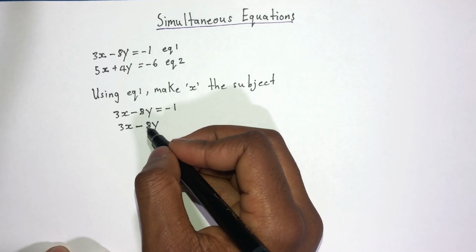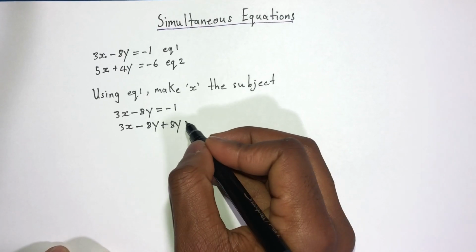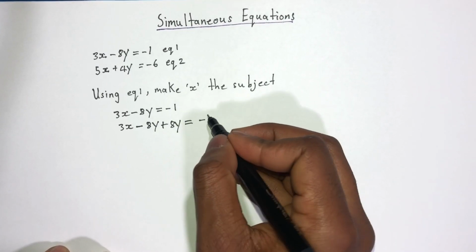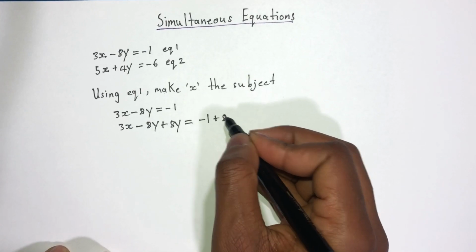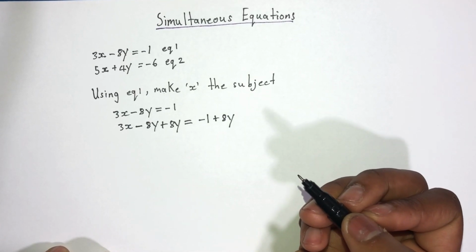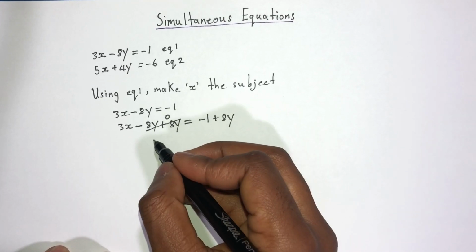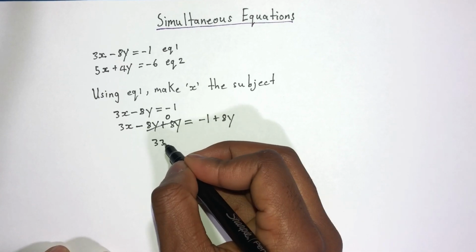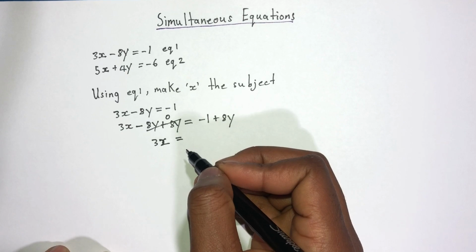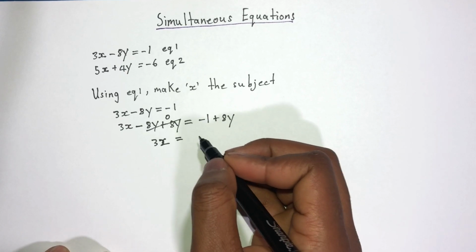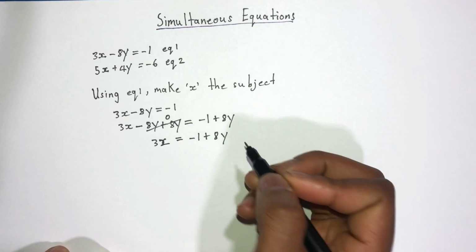8y is being subtracted, so we have to add an 8y. And what you do on this side, we have to do on the other side. This leaves us with 0, and we are now left with 3x equals -1 plus 8y.